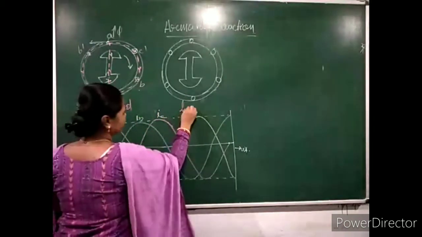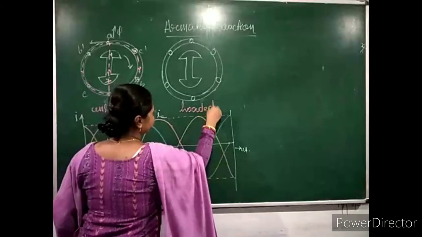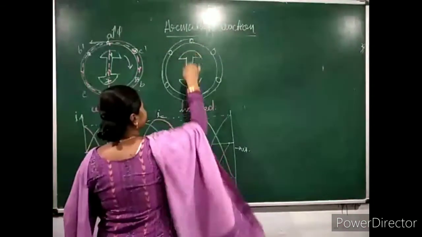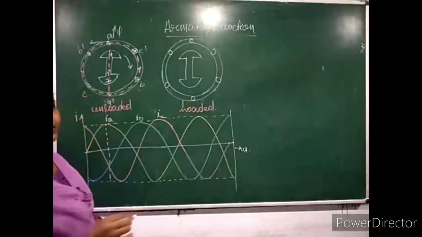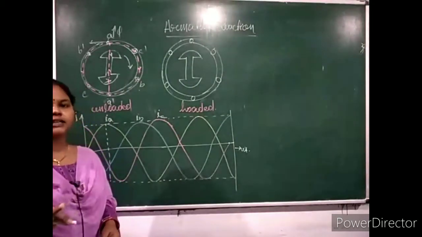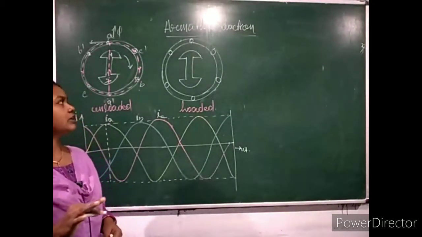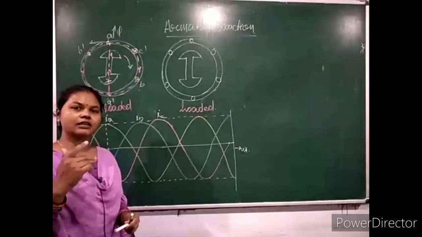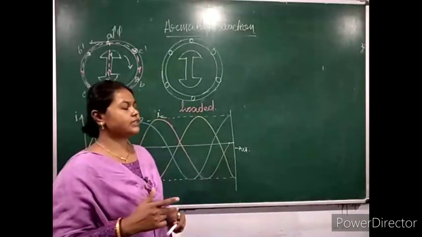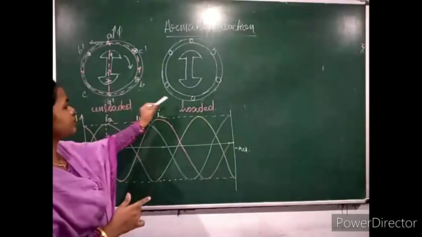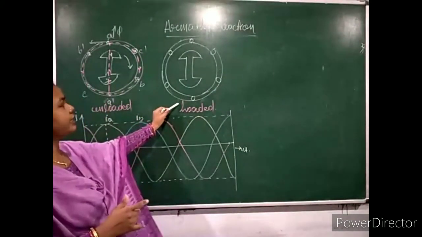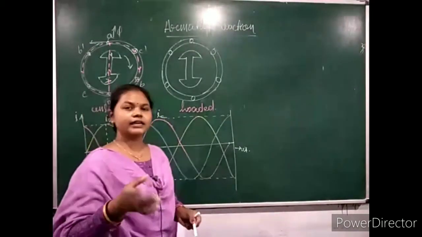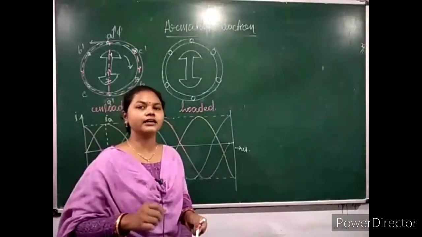When it is loaded, when this conductor cuts the magnetic lines of force, EMF is induced in it, which circulates current flowing through the conductor or through the load if connected, whose direction is also given by Fleming's right hand rule. The same way you decide the direction of EMF, you decide the direction of current, due to which the armature conductor creates its own flux which is circulating in the air gap.